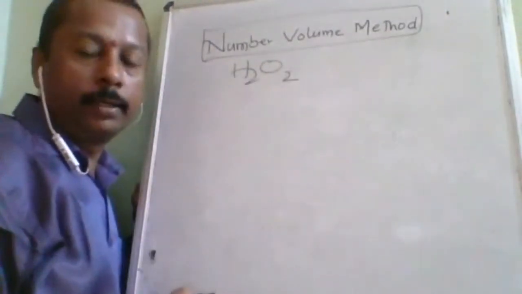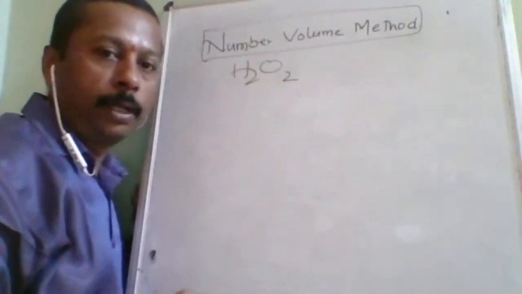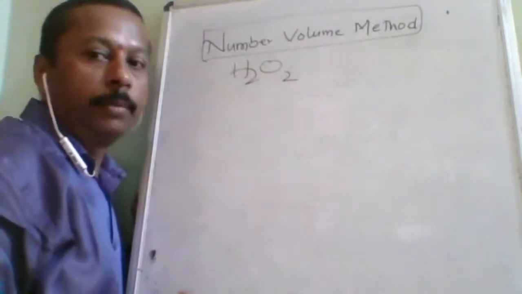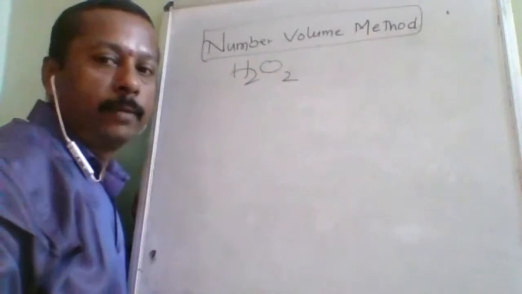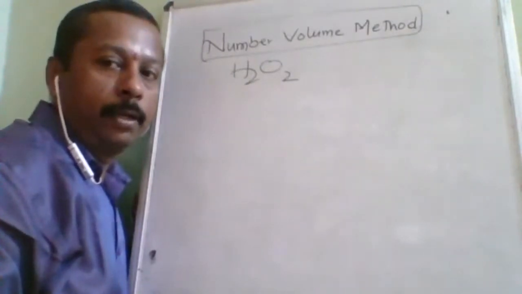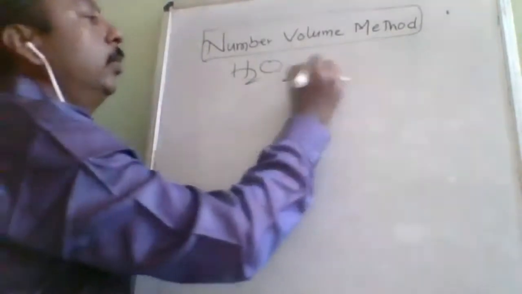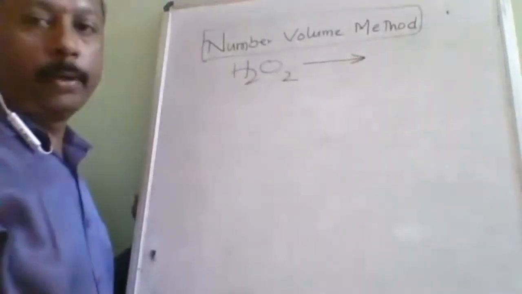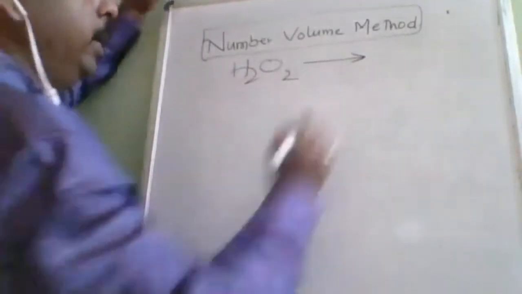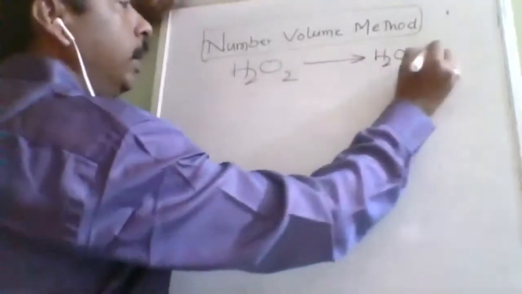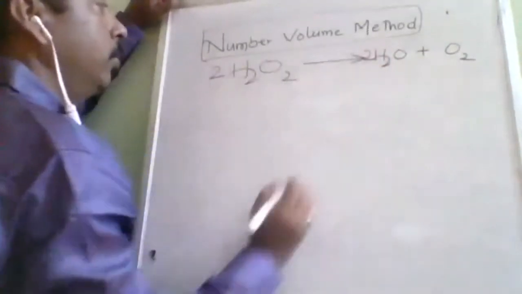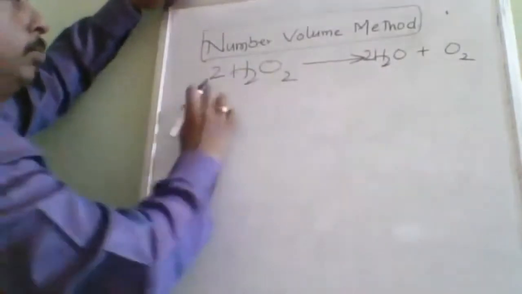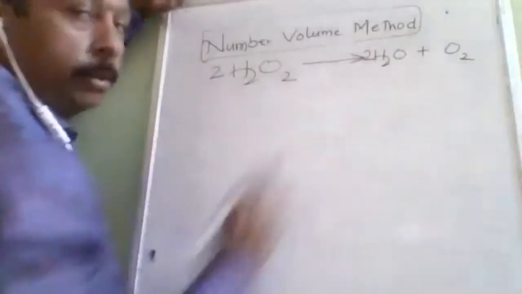It is a concentration term only, but it is only used for H2O2. Why it is used and how it is used, I will tell you now. H2O2 is basically an unstable compound. It immediately decomposes to give H2O plus O2. For balancing purposes, 2H2O2 gives 2H2O plus O2.